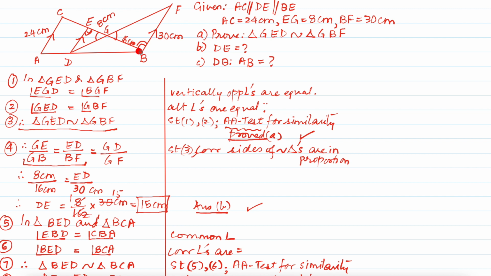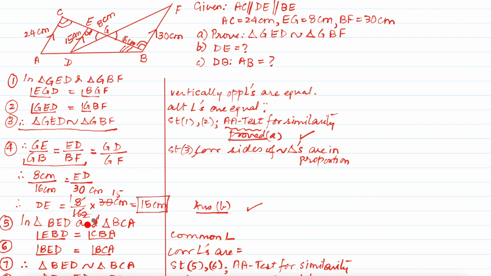Now in order to come to DB upon AB, we have to look at this triangle here and this triangle here. So we have already found out this DE, which is 15 centimeters. So we have EDB and CAB. They are similar triangles because this angle over here is the common angle for this triangle and this triangle. And then we can have this angle and this angle. They are corresponding angles.